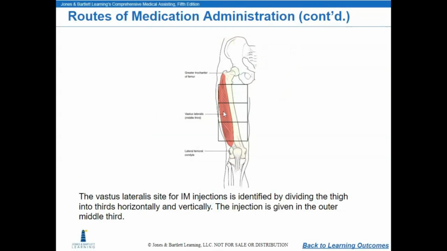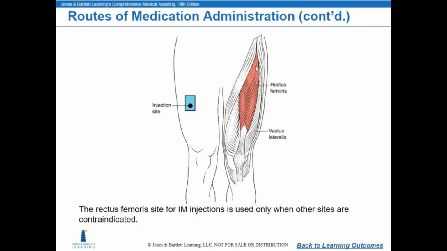All right, vastus lateralis here. So we're giving on the vastus lateralis muscle here. That's the outer thigh, right? And then the rectus femoris here, only when other sites are contraindicated or should not be used.